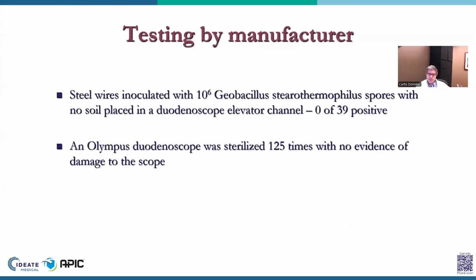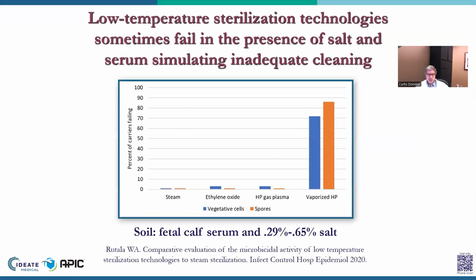So before we received the device for testing, the manufacturer told us about the testing that they had done. Sterile wires were inoculated with 10 to the 6 Geobacillus stearothermophilus spores with no soil, placed in the duodenoscope elevator channel, and 0 of 39 of those were positive. And they also provided data that an Olympus duodenoscope was sterilized 125 times with no evidence of damage to the scope. Next.